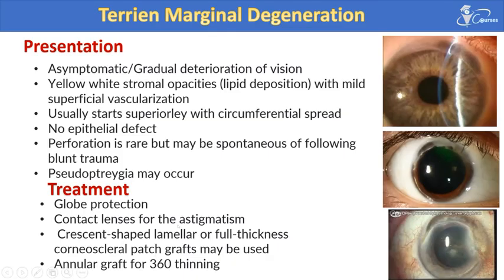For surgery we can do what's called a crescent-shaped lamellar or full-thickness corneoscleral patch graft, or what's called an annular graft for 360-degree thinning. No need to go through the details of these complicated surgeries. Okay, so this is the presentation and the treatment of pterygium marginal degeneration. This is one of the non-inflammatory peripheral corneal diseases.